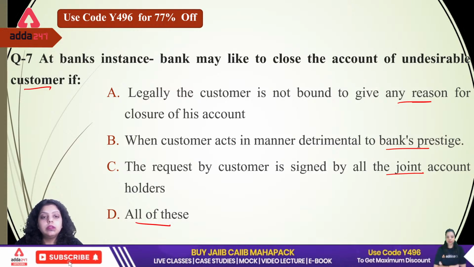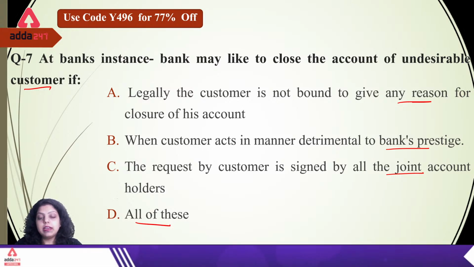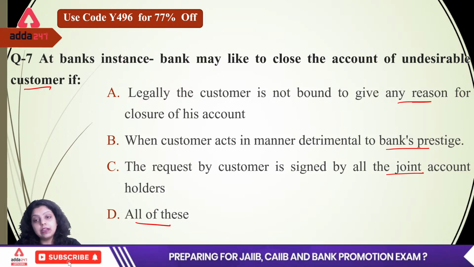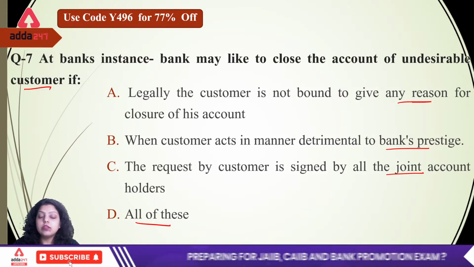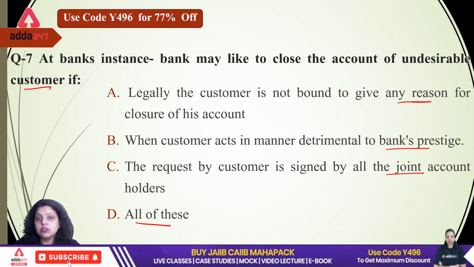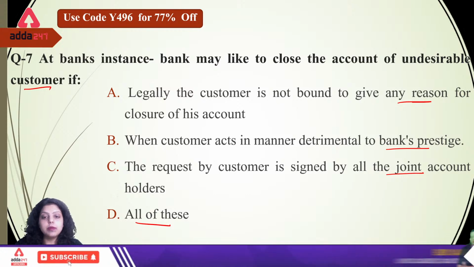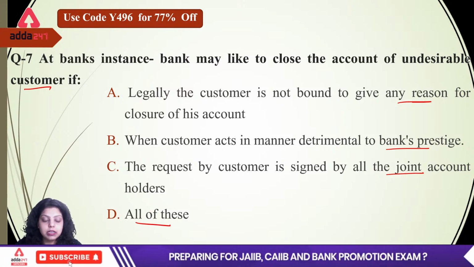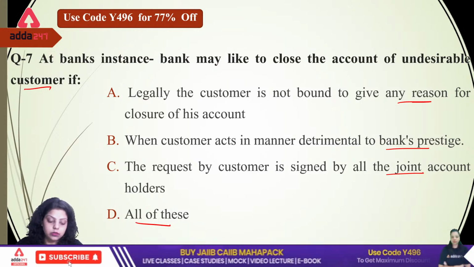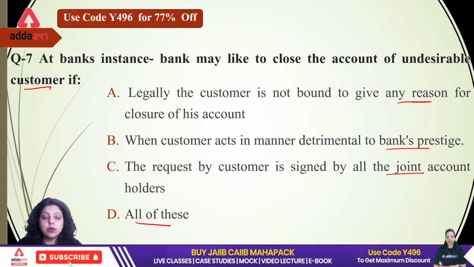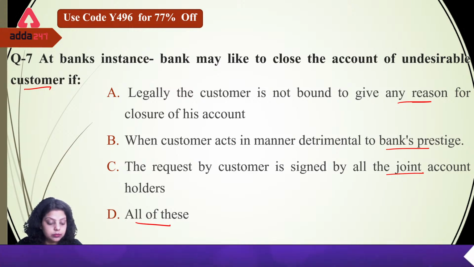Is it that legally the customer is not bound to give any reason for closure of the account? Is it when the customer acts in a manner detrimental to the bank's prestige? It means you are reducing the bank's value or the bank's brand value. And third is the request by the customer is signed by all the joint account holders, not to close the undesirable customer's account. And D is all of these. So what will be the right answer for the seventh question? A, B, C or D?